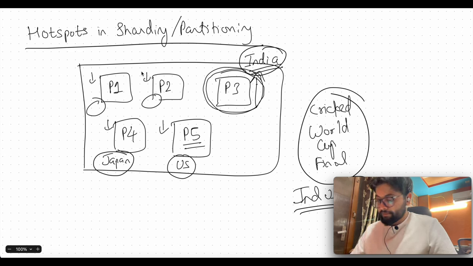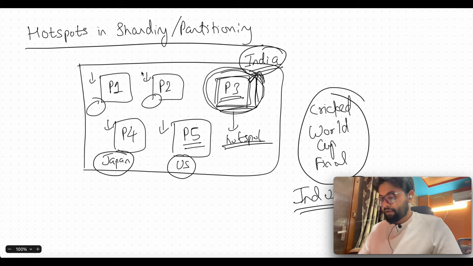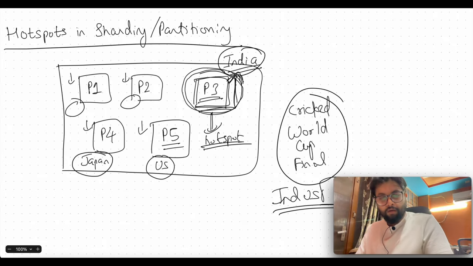huge chance that this particular partition P3, which is handling the load from the India region, can be overloaded, right? So this can be a classic situation where this partition, P3, can be considered a hotspot here. Within all these shards, P3 can be the hotspot, and the rest of the shards are receiving a very low amount of load, and hence all the other shards are left unutilized while P3 is extremely loaded with requests or data. So this is the basic concept of hotspots. We understood the hotspot in sharding.